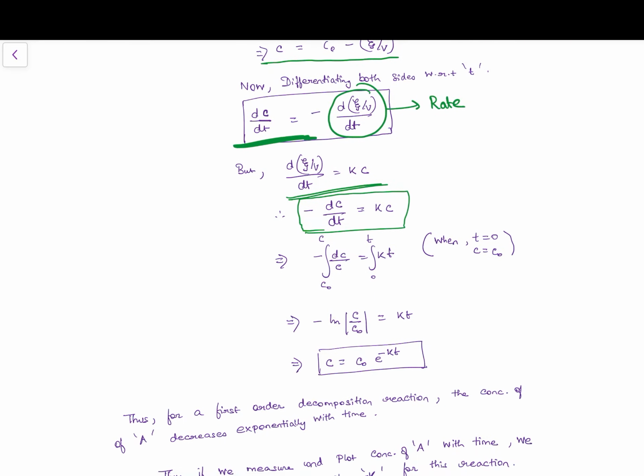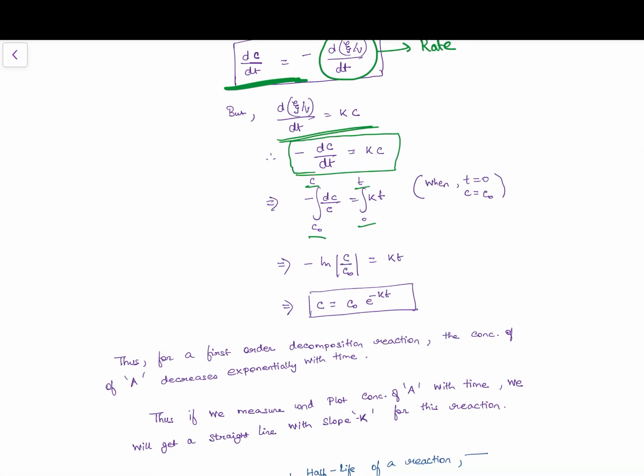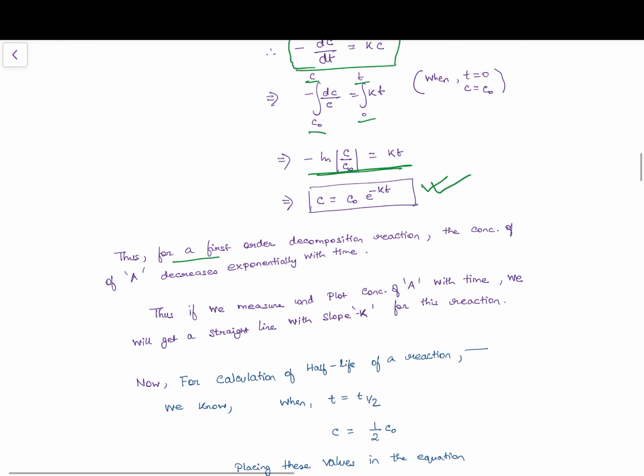Now we integrate the two sides. When t is equal to 0, that is at initial time, concentration is C0, so we integrate dc by c from C0 to c and Kt from 0 to t. This gives us minus ln C by C0 is equal to Kt, and our resultant equation comes as follows: C equal to C0 e to the power minus Kt. Thus, for a first order decomposition reaction, the concentration of A decreases exponentially with time.